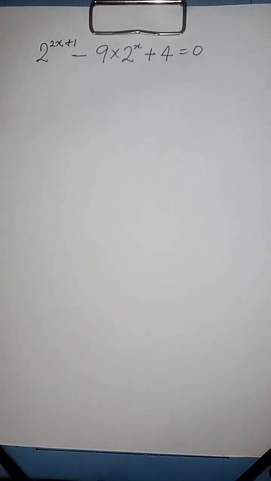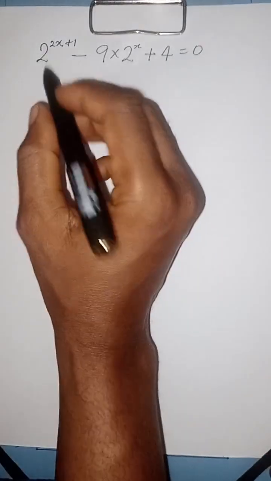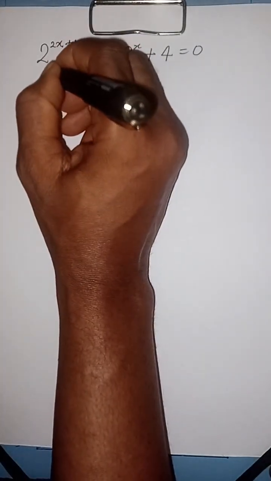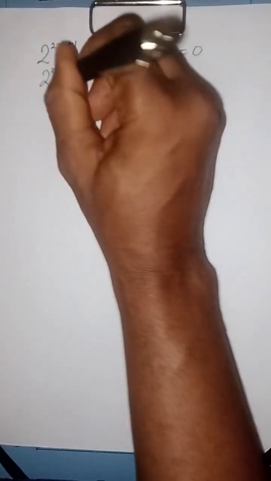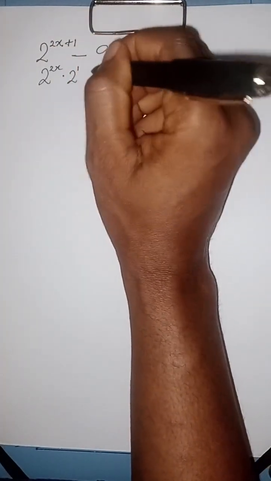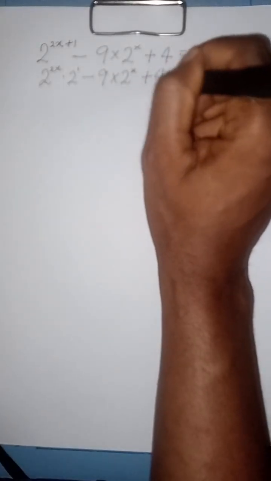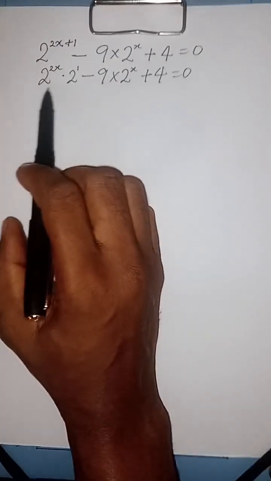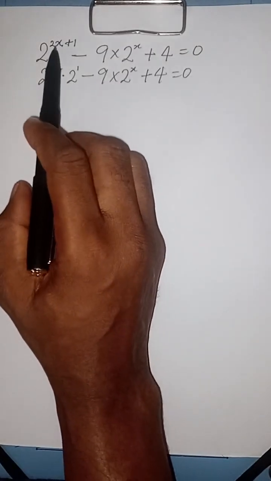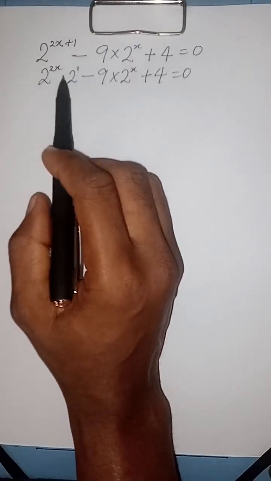Now let's look at this question, which is similar to the previous one we've just solved, so that it will solidify how to use this method in solving equations involving indices that takes you to a quadratic equation. Again, this can be rewritten as 2 raised to power 2x multiply 2 raised to power 1 minus 9 times 2 raised to power x plus 4 equals 0. So here I apply the law of indices by separating this expression in the power to become this.